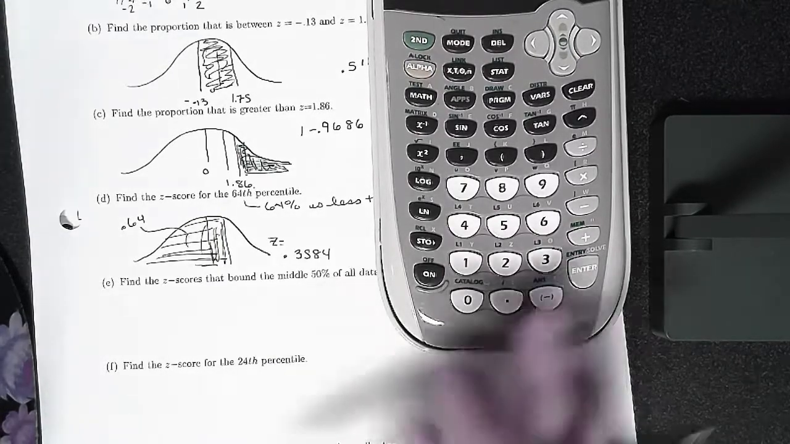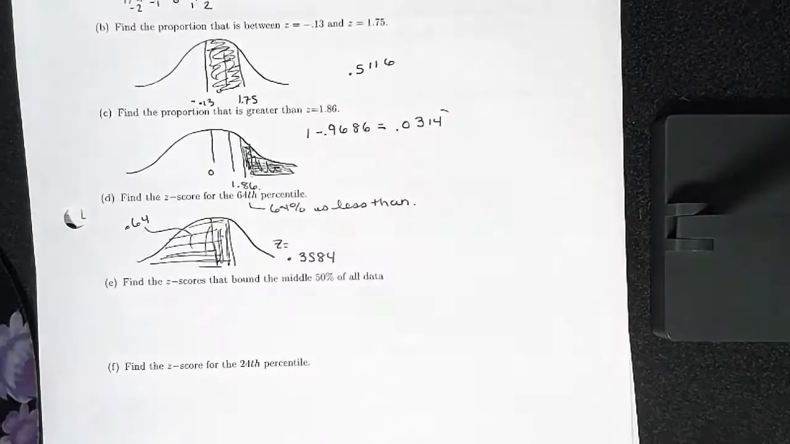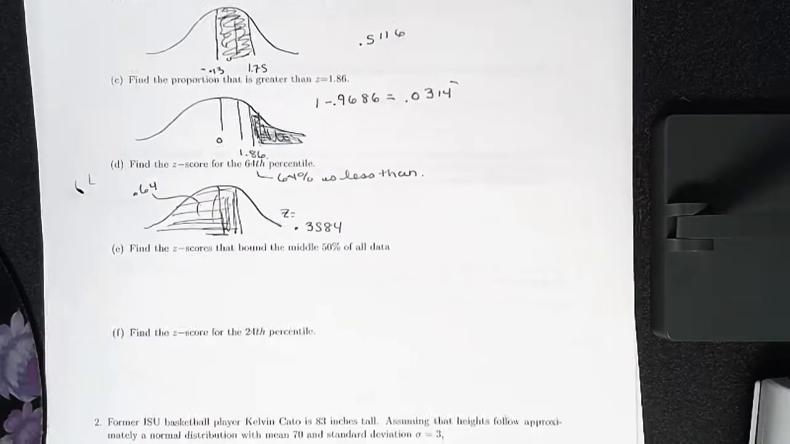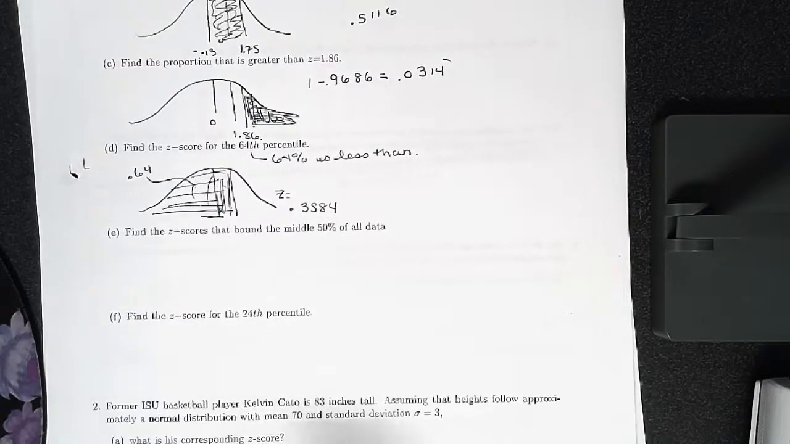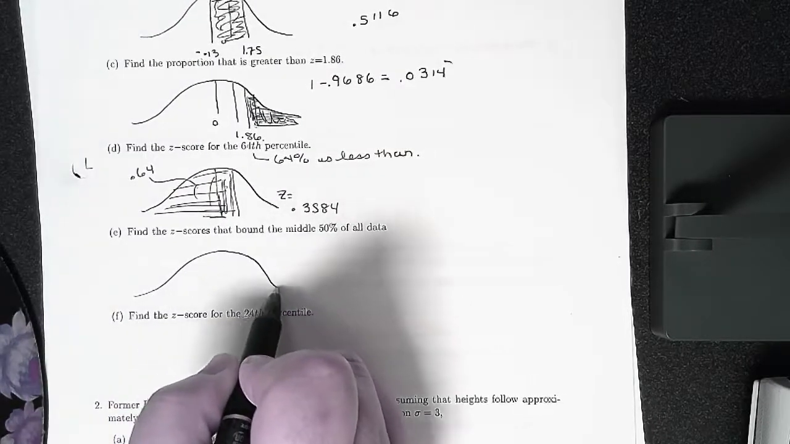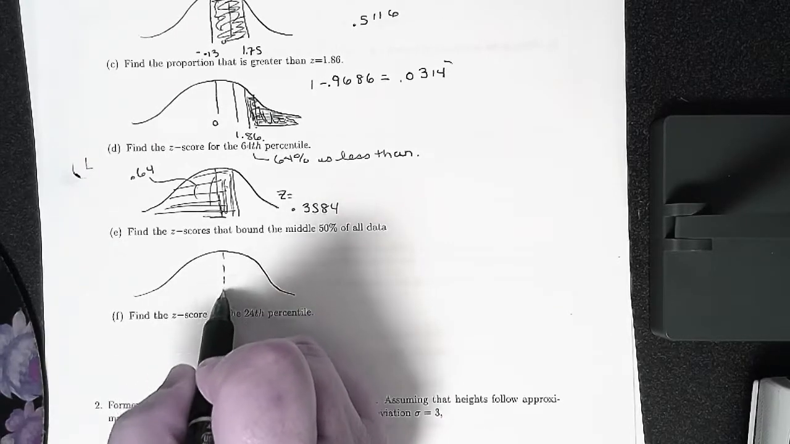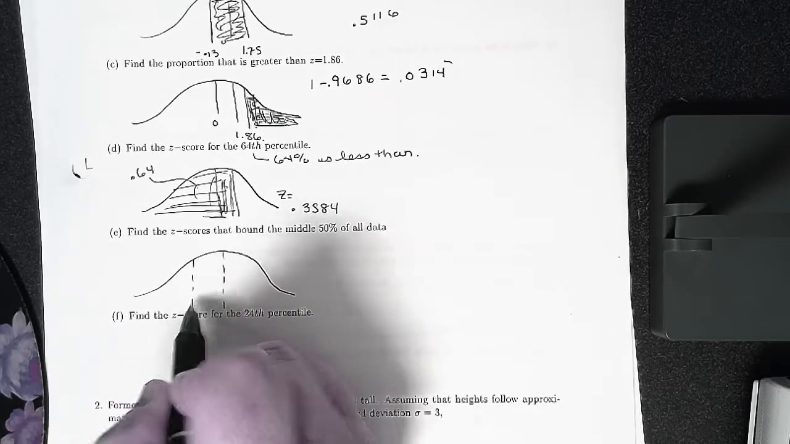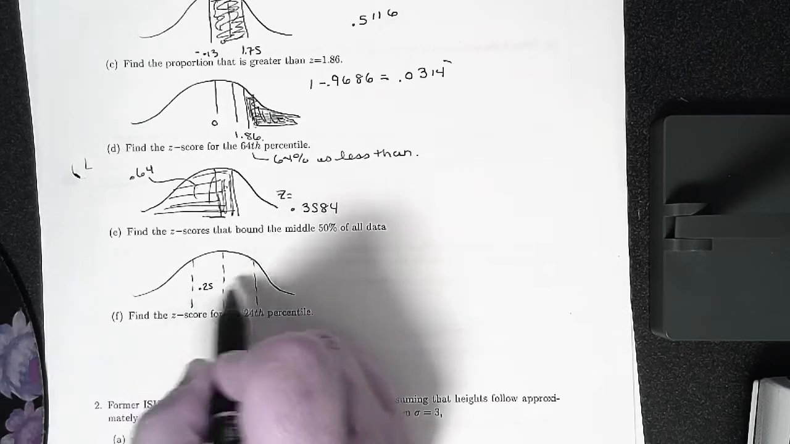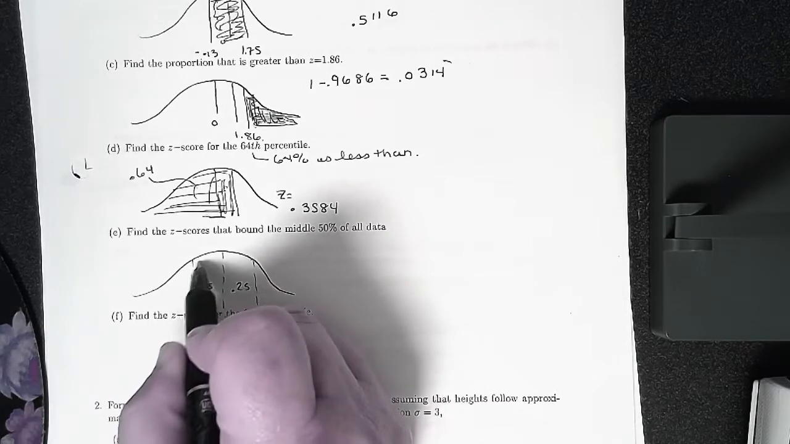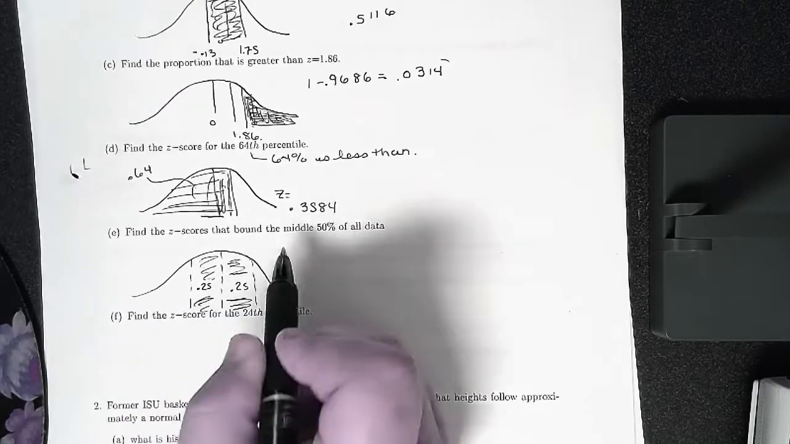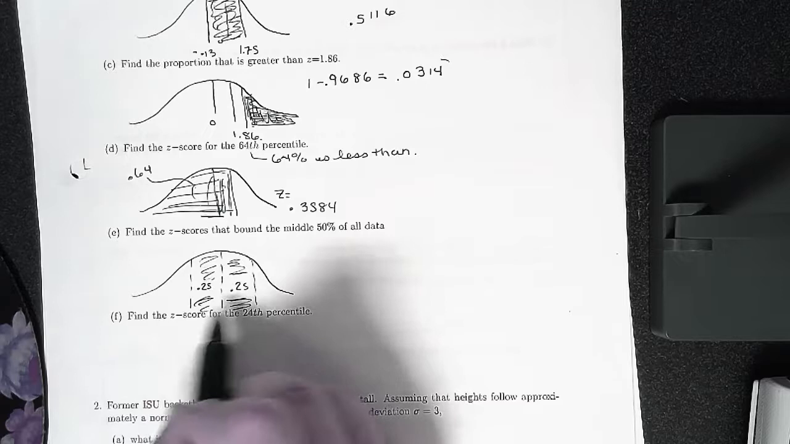So let's look at E. We want to find the z-scores that bound the middle 50% of the data. So if we want to do that, here's your 50th percentile. This is 0.25 and this is 0.25. So this is area 0.25, 0.25, right? So we want to find this much, right? And what are these two z-scores? Okay?